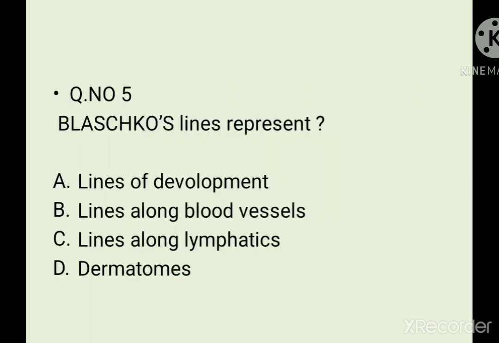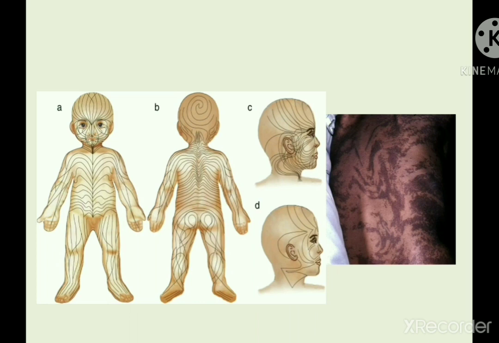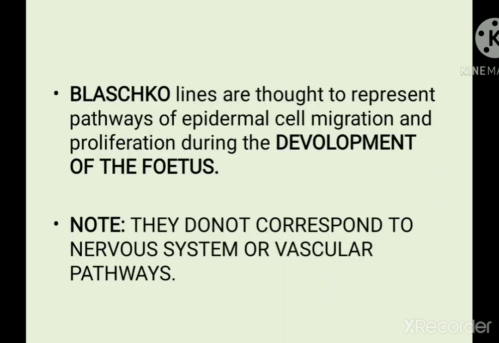Blaschko lines represent A. Lines of development, B. Lines along blood vessels, C. Lines along lymphatics, D. Dermatomes. The answer is lines of development. These are Blaschko lines. Blaschko lines are thought to represent pathways of epidermal cell migration and proliferation during the development of the fetus. Note, they do not correspond to the nervous system or vascular pathways.